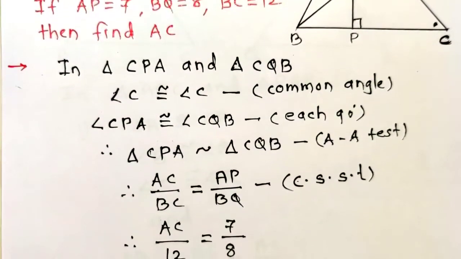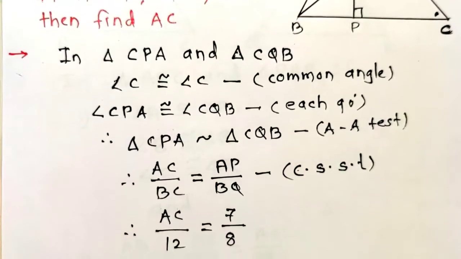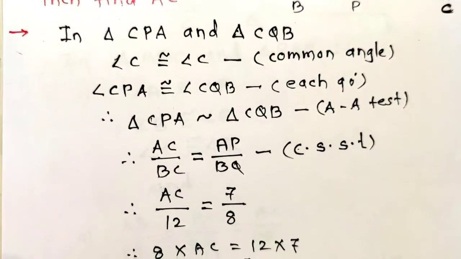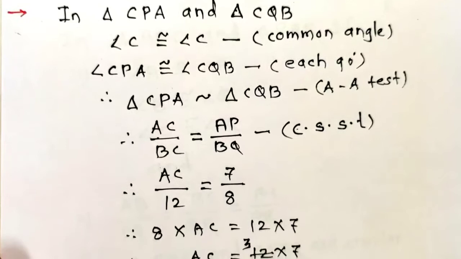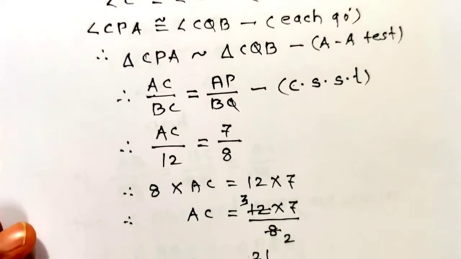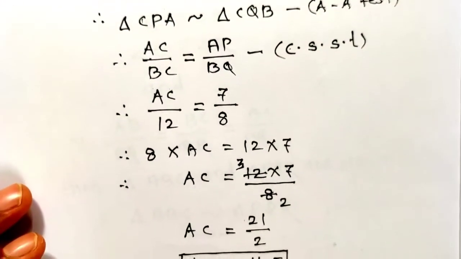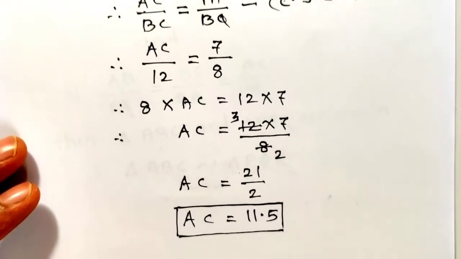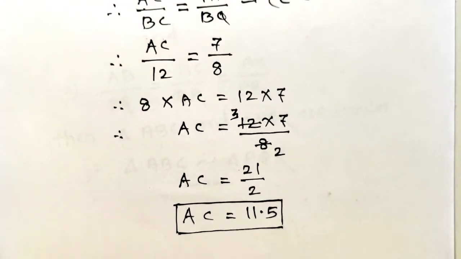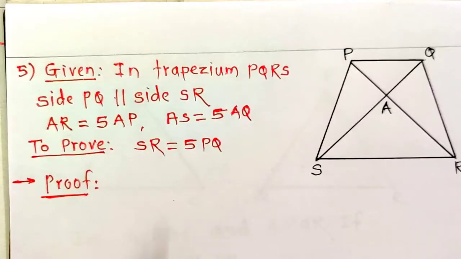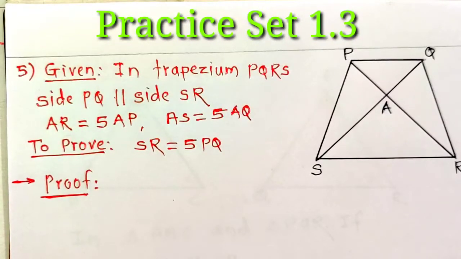Now their corresponding sides are in proportion, and we substitute the given values in those ratios, and by calculation we get the value of AC equal to 10.5. So in this way we have completed this fourth sum. Now let us see the next sum. So here it is the fifth sum.